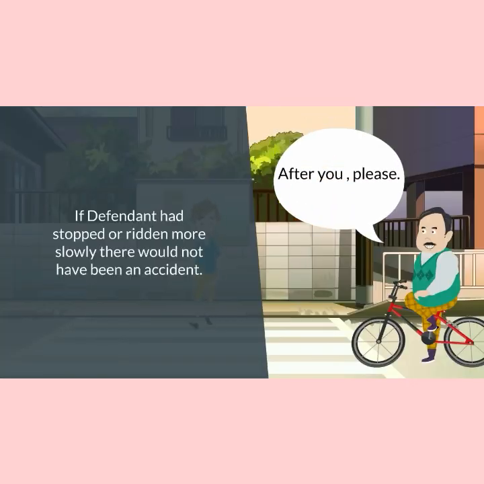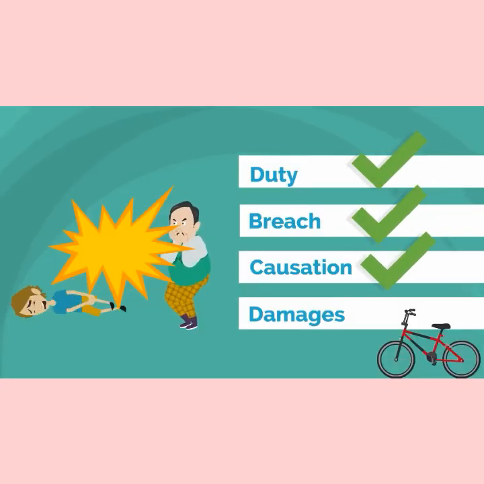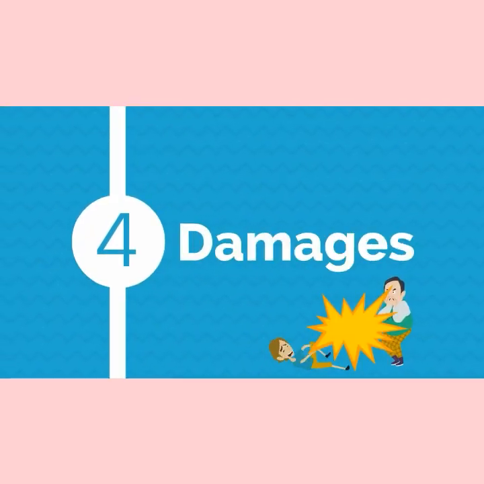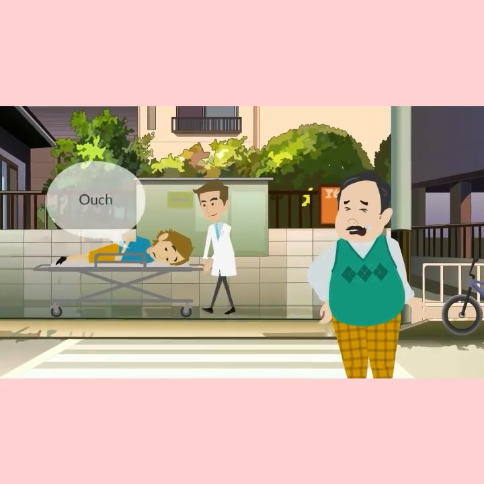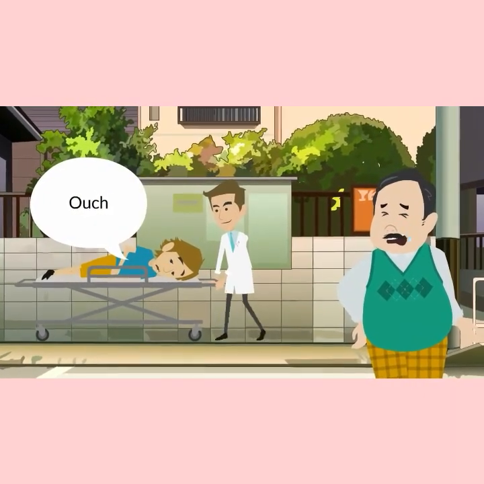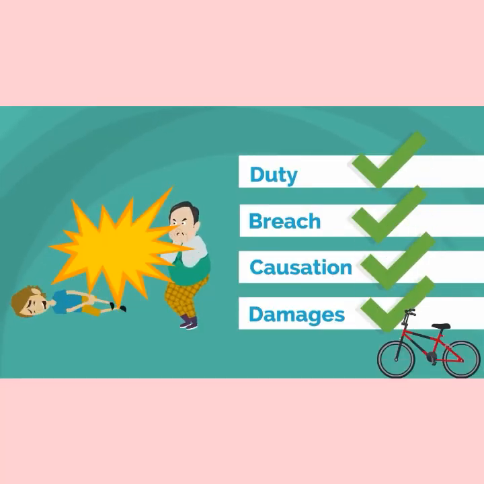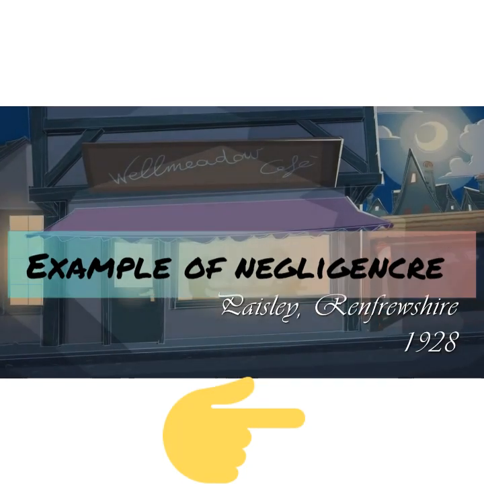Based on the facts as we understand them, it seems the defendant did cause the accident, because if he had stopped or ridden more slowly, there would not have been an accident. So it looks like the third element of causation is also satisfied. Now let's look at damages briefly. It seems that there's no dispute that the plaintiff was injured as a result of Dudley's actions.